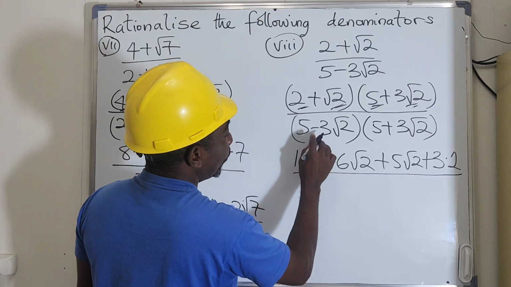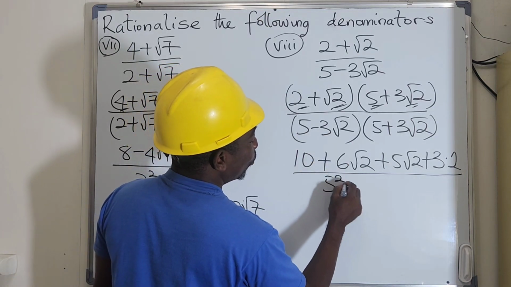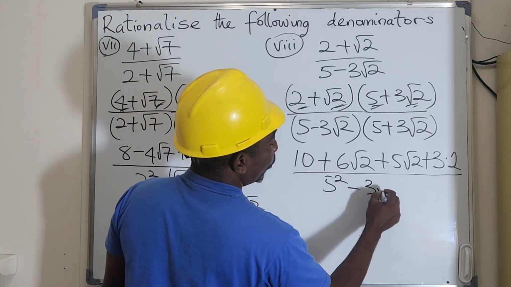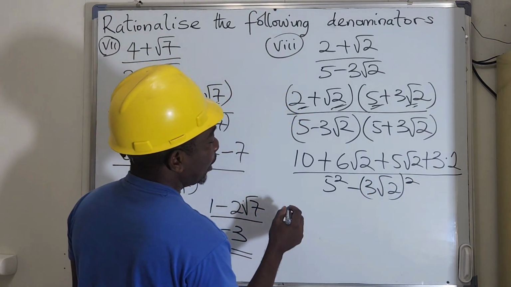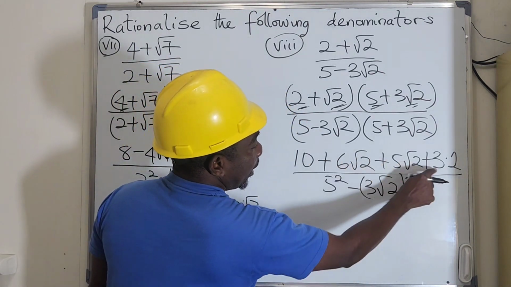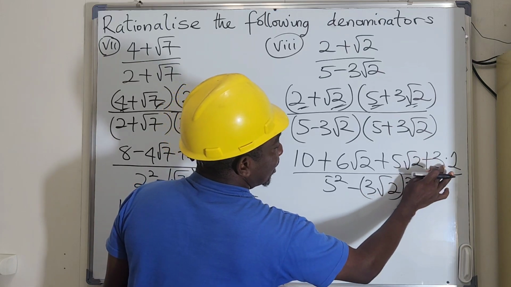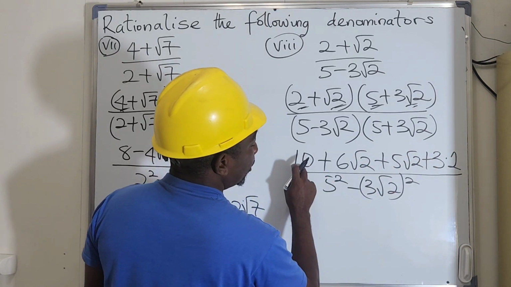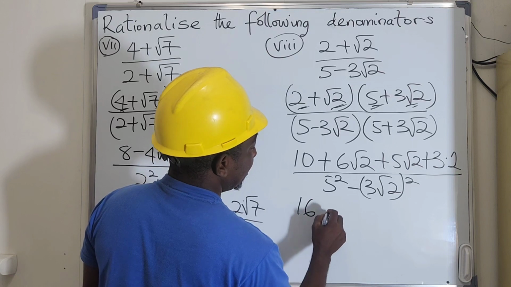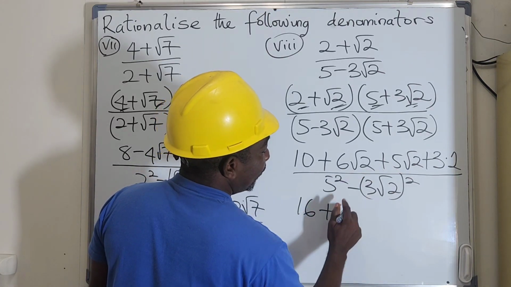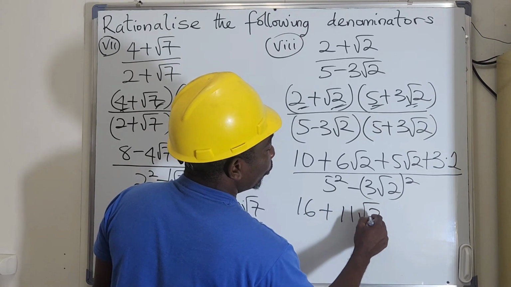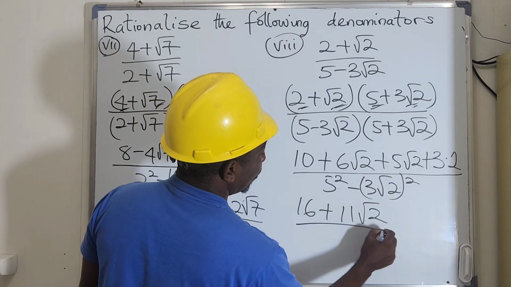So all over, we have this as 5 squared minus 3 root 2 squared. So in this case, we have 10. Here, 3 times 2, we have 6. Then 6 plus 10, we have 16. Then plus, we have 6 plus 5 here, we have 11. Then we bring down root 2. So this is all over.